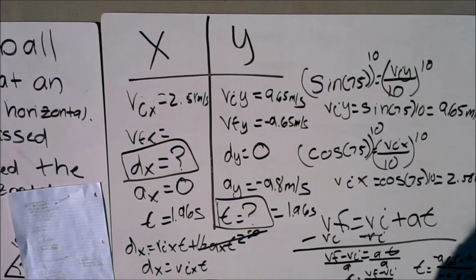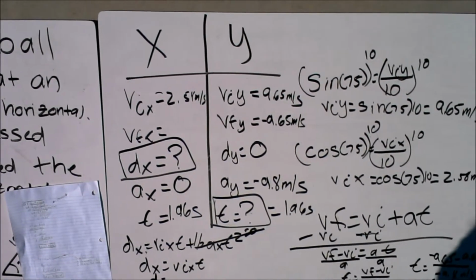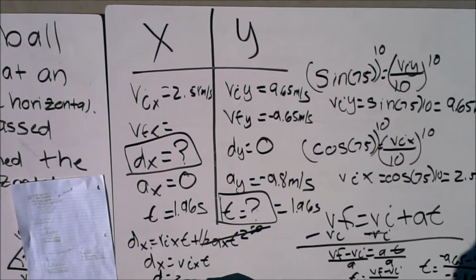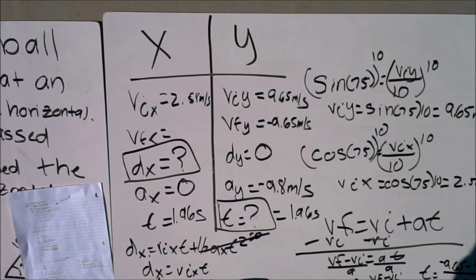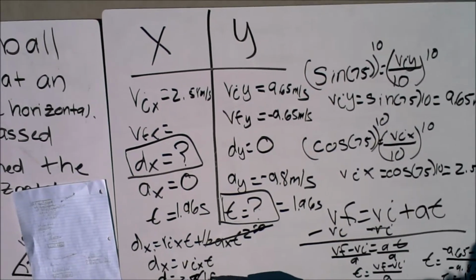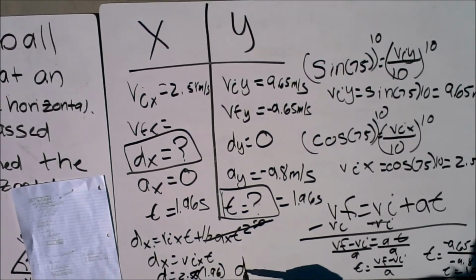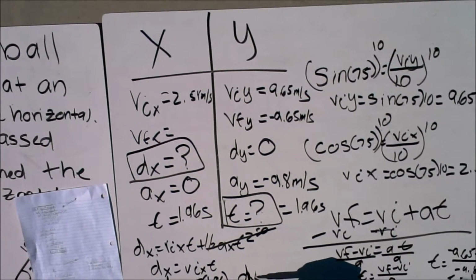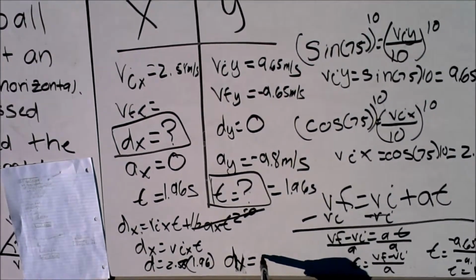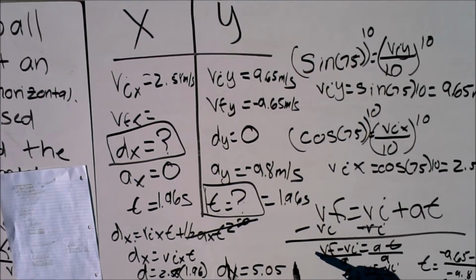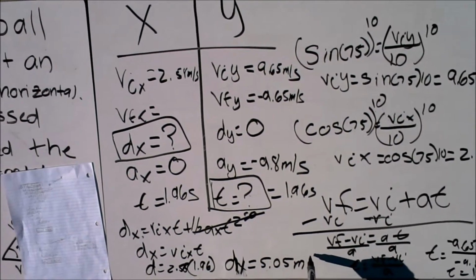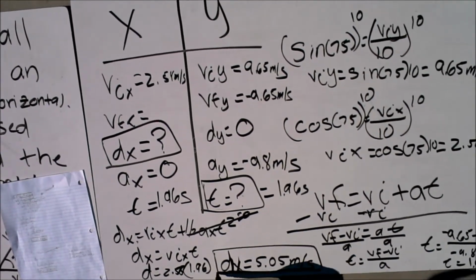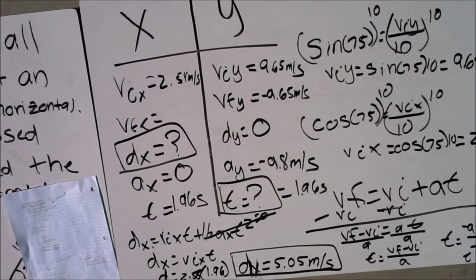And now I could just plug in my numbers. So to get the distance, the initial velocity of the horizontal is 2.58, and I know the time, so 1.96. So the distance that was traveled horizontally is 5.05 meters. And my time is 1.96 seconds. That's how you solve the projectile motion.